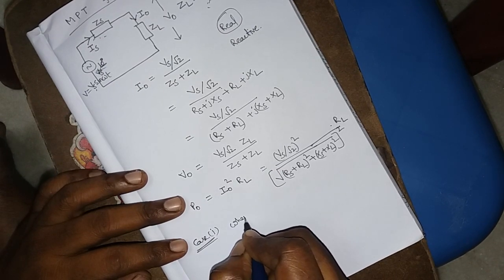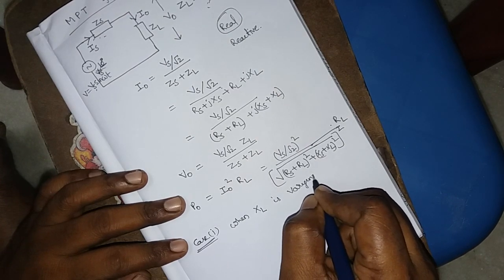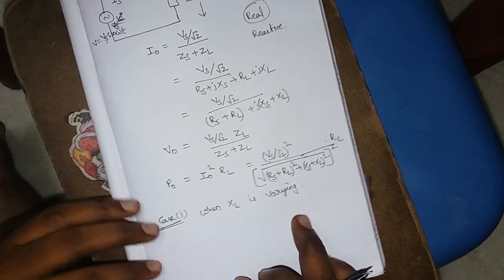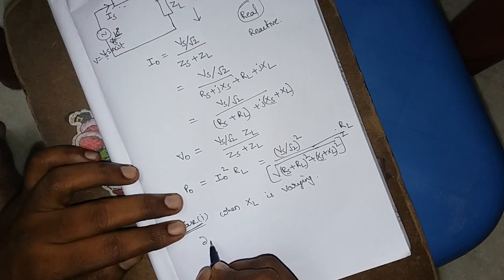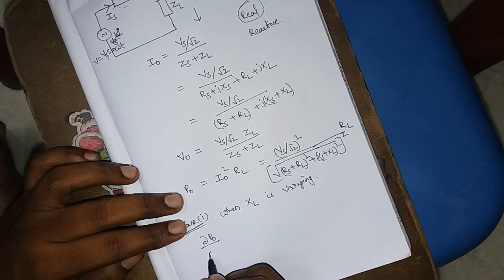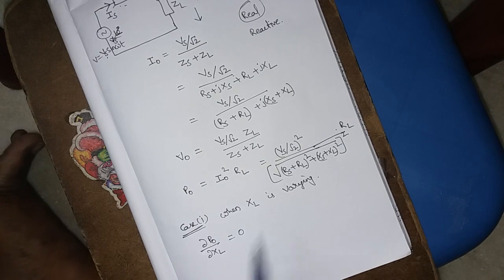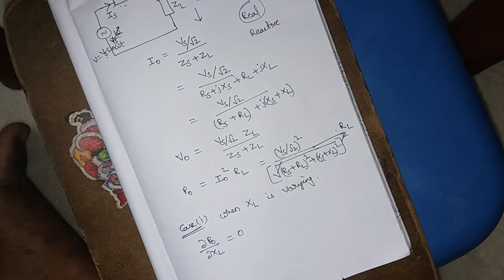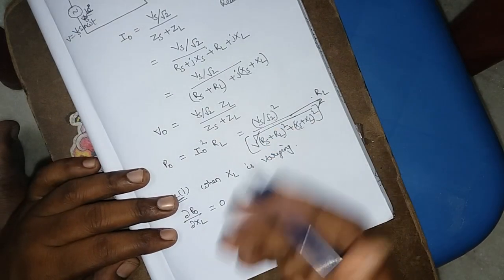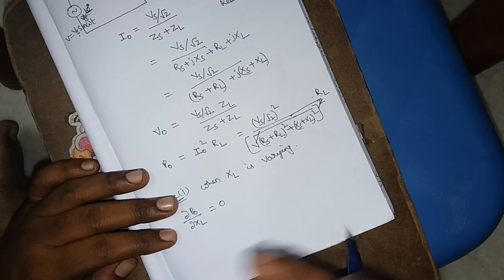When XL is varying, we need to take the partial differentiation of the output power with respect to XL, and this is equal to 0. Now we do the differentiation of this one. This square will get cancelled. We apply the U by V formula: V dU minus U dV, divided by V squared, is equal to 0.